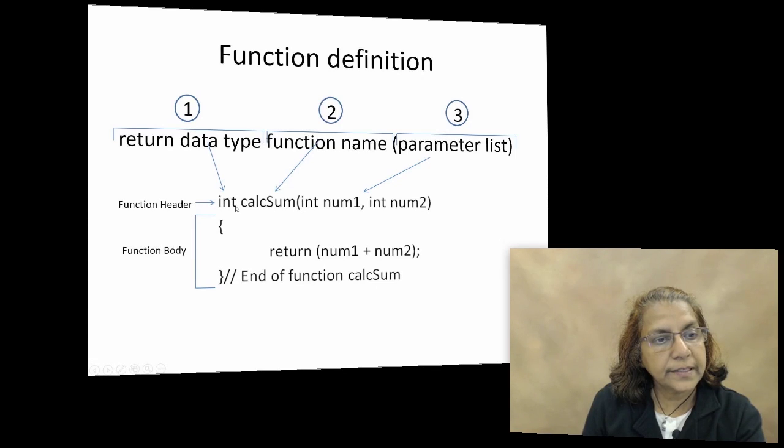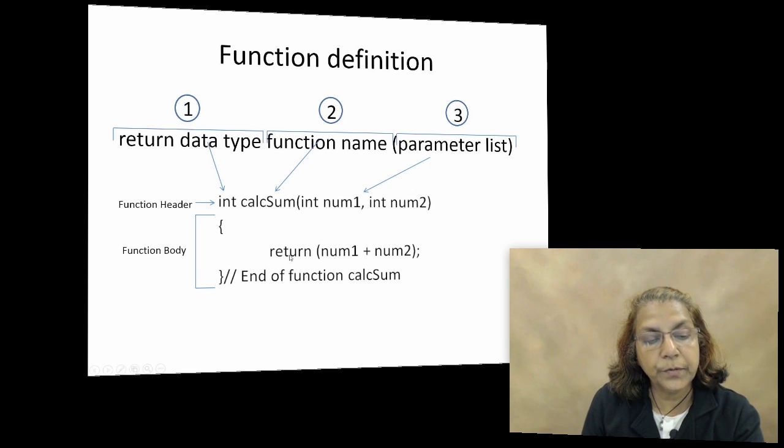As you can see, the first line is known as the function header, and this is the function body. The function header has three parts to it. The first is the return data type, the second is the function name, and this is our parameter list. You can see I have two parameters, and when you define the parameters, you have to specify the data type first and then the variable name. Data type, variable name, and the parameters are separated with a comma.